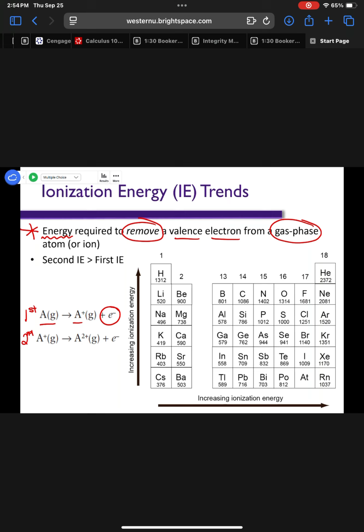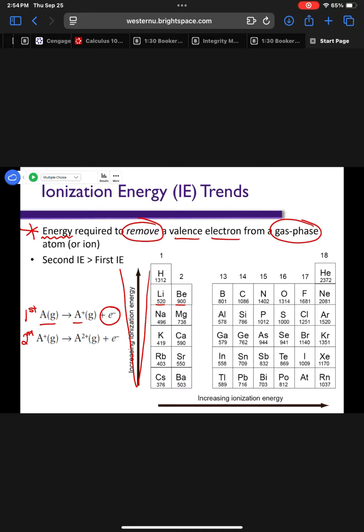Here on the table, we have a whole bunch of numbers. So 520, 900, and so on. These numbers are an indication of the energy required to remove an electron from that atom or ion, or 1 mole of those atoms or ions. Let's look down the periodic table. I'm including hydrogen for sure. As we go down the periodic table, from hydrogen, 1312, lithium, sodium, we can see these ionization energy values are decreasing.